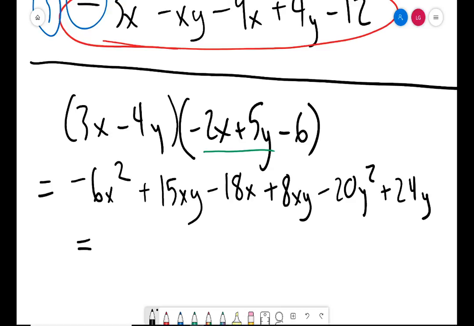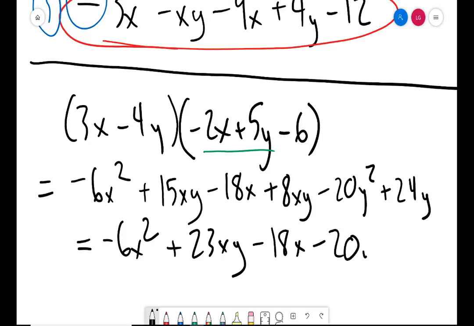Now let's do the same thing, but instead of executing a multiplication, let's do an addition if we can. The x squared term won't combine with anything. XY term, yeah, I see two of them. So negative 6x squared is just coming along, doesn't get to combine with anything. The xy term does. There are 23 of them. Nothing to match the x term, nothing to match the y squared term, nothing to match the y term, and that's it.